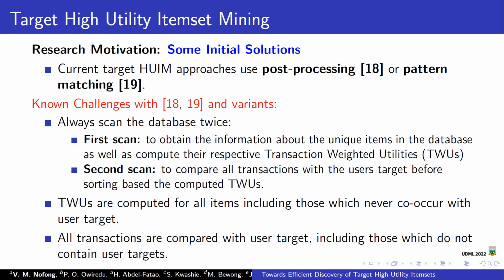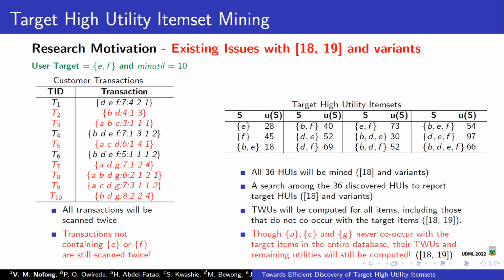So in essence, whether an item co-occurs with what the user is interested in, its transaction-weighted utility will still be computed. And all transactions, including those that do not co-occur with the user target, will still be compared and scanned twice. So again, I'm using this to illustrate the challenges in the existing techniques. So we have our user target as E and F with a minimum utility of 10. All transactions that are highlighted red will be scanned twice, even though they do not contain the user target E and/or F.